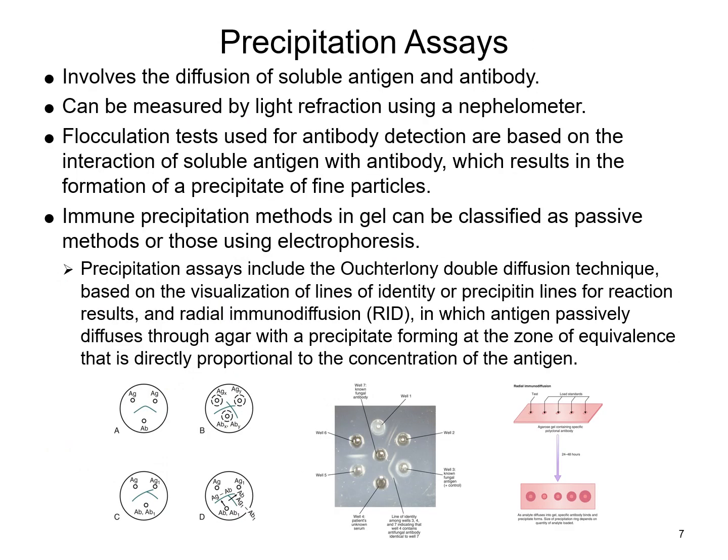So those precipitation reactions that involve diffusion of soluble antigen and antibody can actually be measured using light refraction with a nephelometer. So flocculation testing actually uses the principle of those soluble antigen and antibodies with that binding, which will actually form a precipitate of fine particles. And so what that will actually do is kind of like what we just saw on that previous slide, where you have that tube and you have that flocculation of those particles that just come together in the center to form that little area of precipitation. And there are a couple of different forms of that test method, and we'll discuss that here in a couple of slides. Some of the older precipitation reaction tests that used to be performed in gel are not as commonly performed in the clinical lab today.